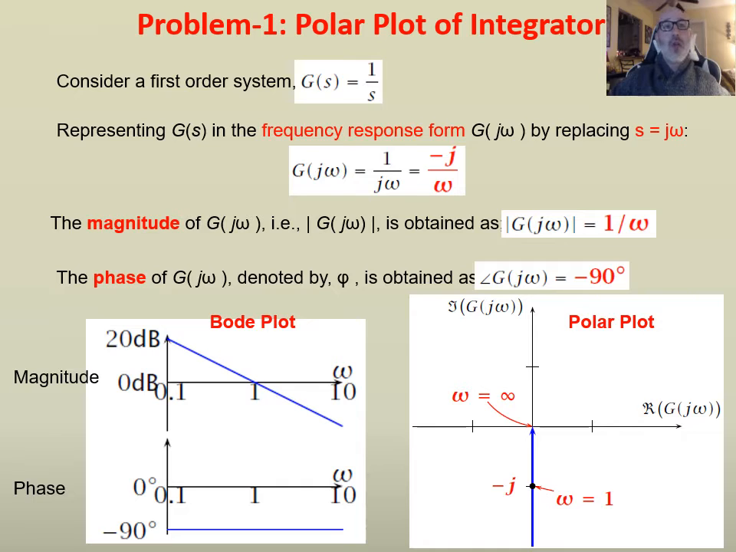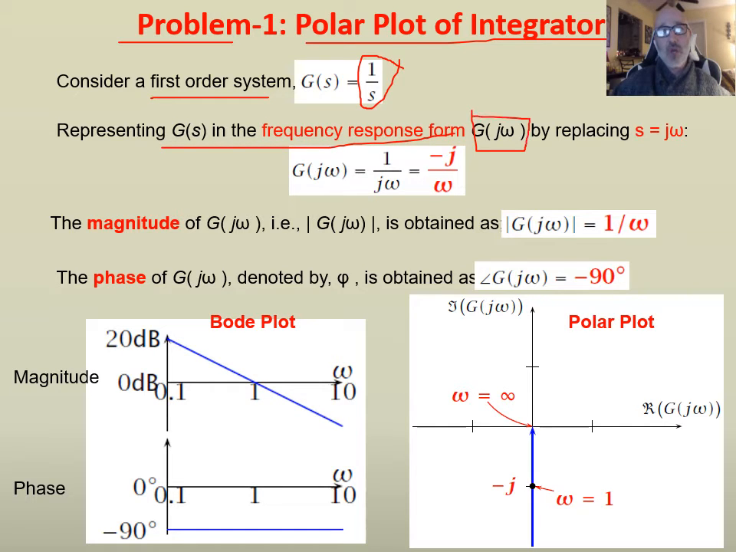Let's take a look at a really simple example here. In this sample problem number 1, we're looking at the polar plot of an integrator. We're going to consider a very simple first order system where our G(s) is equal to 1 over s. Now, representing G(s) in the frequency response form, G(j omega), we replace s with j omega, so we end up with G(j omega) equal to 1 over j omega, or negative j over omega.